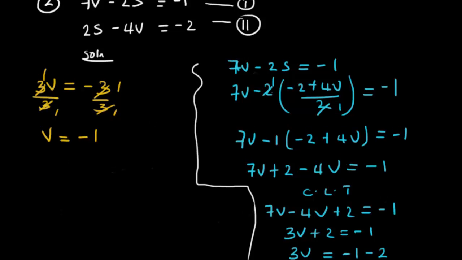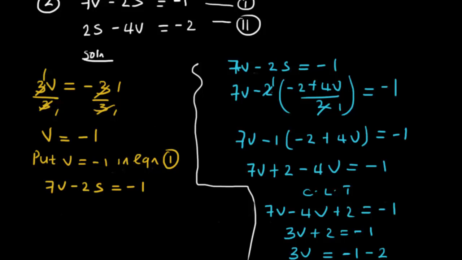Now let's find s. We put v equals minus 1 in any of the equations. Let me say in equation 1; I can use any equation. So equation 1 is 7v minus 2s equals minus 1. Anywhere I see v, I call it minus 1. So I'll be having 7 into bracket minus 1, minus 2s equals minus 1. 7 times minus 1 should give me minus 7 minus 2s equals minus 1.